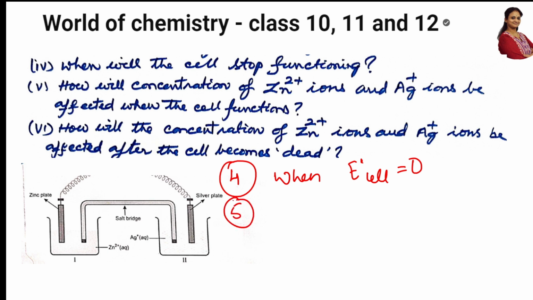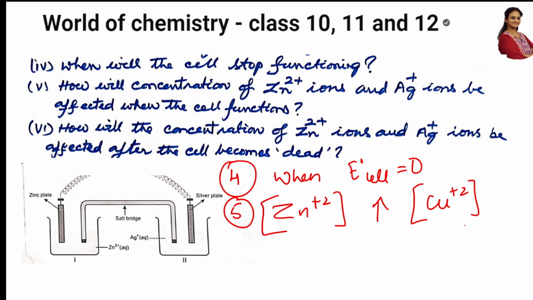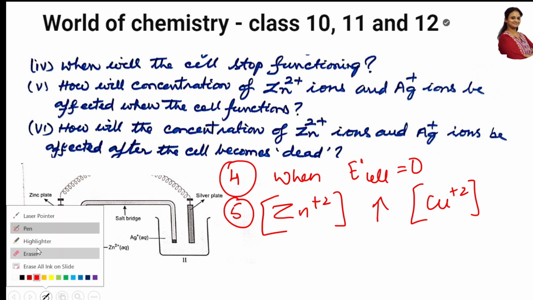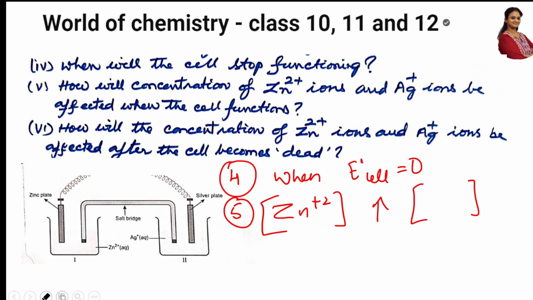How will the concentration of zinc ions and silver ions be affected when the cell functions? Okay, the cell has started functioning. Zinc ion concentration will be increasing. When I compare, not copper, sorry, silver ion, because they have given me silver. The concentration of silver plus ions will decrease gradually.